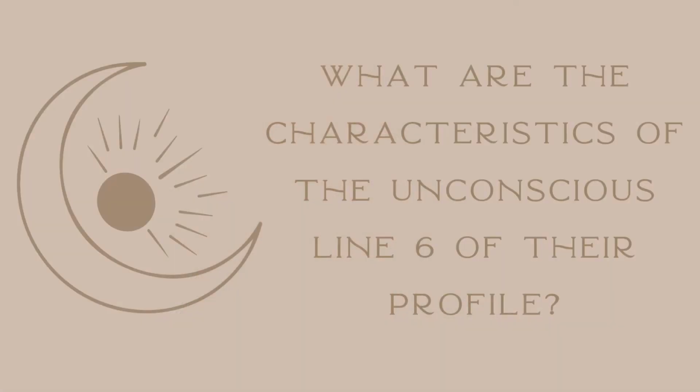Next, what are the characteristics of the unconscious line 6 of their profile? Well, the unconscious line 6 has a unique 3-stage life process that eventually prepares them to evolve into a role model for others. So the first 30 years of their life, in other words, that first stage, is lived like a line 3 martyr, just constantly bumping into things, sampling life, and learning through trial and error.